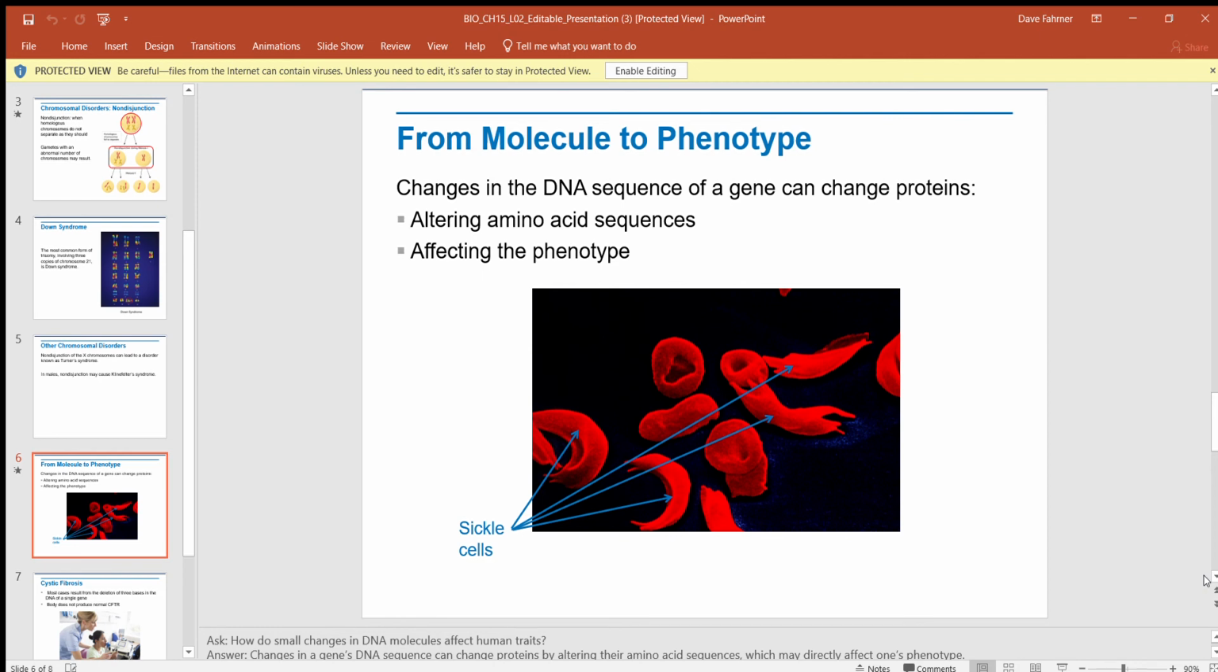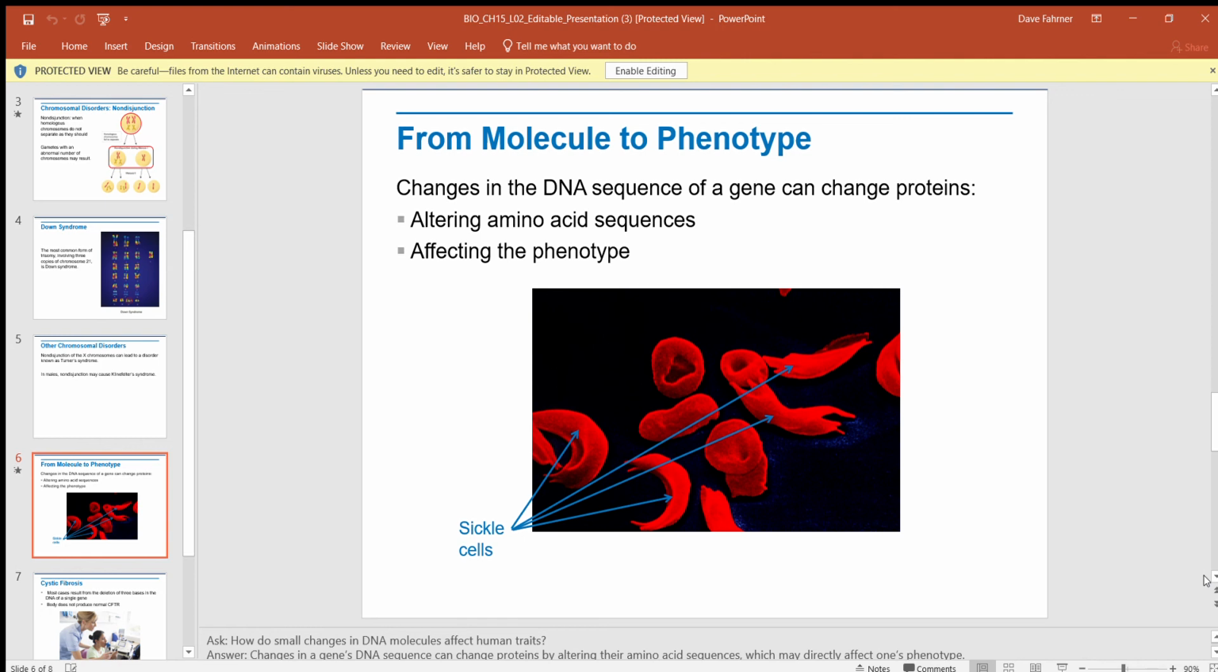One of the things that we've also talked about before is when we talked about protein synthesis, we talked about the idea that there has to be the exact sequence of nucleotides so that we get the exact sequence of amino acids in every protein that is coded for in a gene. So changes in the DNA sequence of a gene can change those proteins. It can alter the amino acid sequence, and it can affect the phenotype.